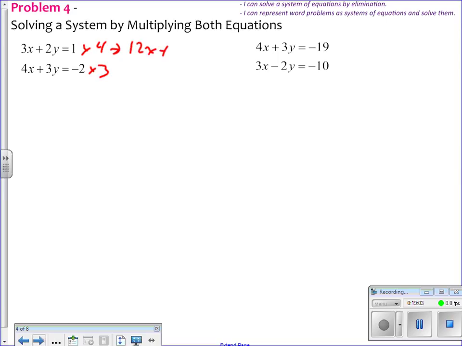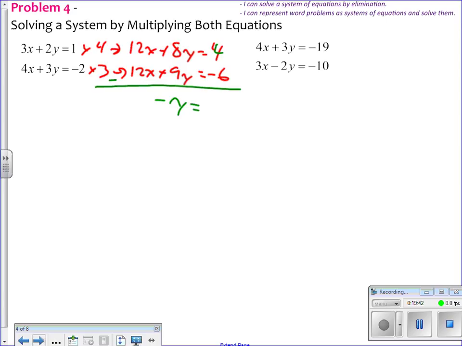Multiply the top equation. Remember, multiply everything. 12x plus 8y equals 4. Bottom equation, 12x plus 3 times 3y equals negative 6. And then I have 12 and 12. They're both the same, so I have to subtract. 12x minus 12x, no more x's. 8y minus 9y, negative y. Right? 8 minus 9 would be a negative. So I get negative y equals 4 minus negative 6.